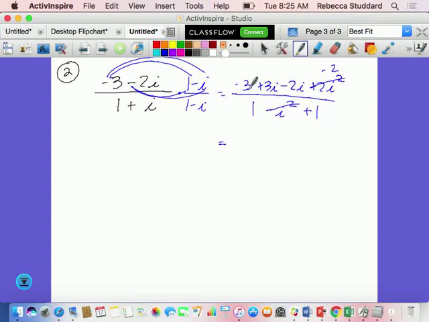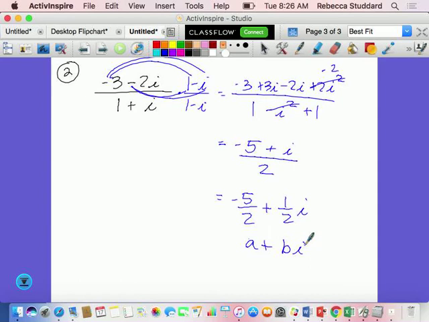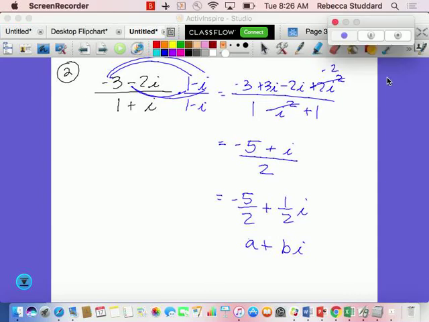In the numerator, we combine the real parts. -3 and -2 gives us -5. 3i minus 2i is just +1i, and our denominator is 2. When we split that up, we get -5 over 2 plus 1/2 i. If you write it like this, it's in the form a plus bi. Now, if you didn't write it like that, it's not necessarily wrong, but you don't have it in the form a plus bi. So if you're asked to write it in the form a plus bi, you need to split it up into -5/2 plus 1/2 i. Any questions?